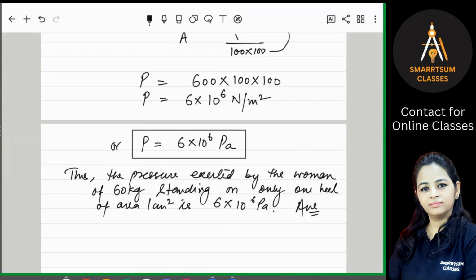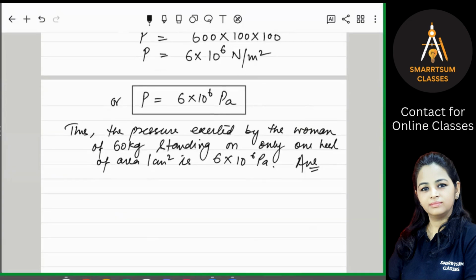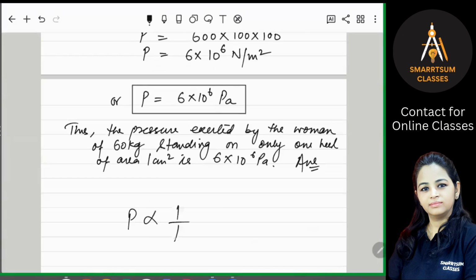So pressure and area are inversely proportional to each other, right? If area is increased, pressure will decrease in the same ratio, right? If area is double, pressure will get half. If area is 3 times, pressure will decrease by 3 times. Is that clear? Okay. Yes, ma'am.